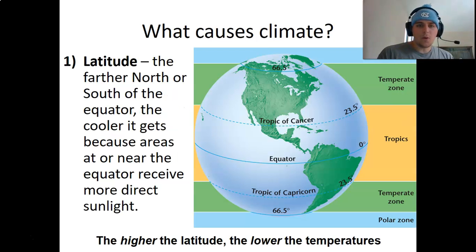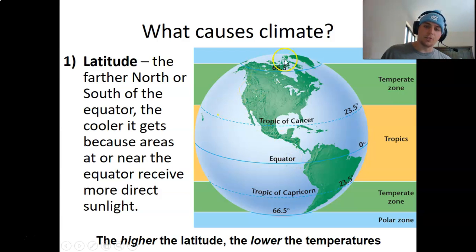Okay, so climate, what causes climate? Why do we see different climates in different places? First, one of the main things is latitude. The further north or south of the equator you get, the cooler it gets, because areas at or near the equator receive the most direct sunlight, right? We knew this, it's not super new information, but this area in the tropics and at the equator is getting the most sunlight year round. More sun you get, more energy you get, more temperature increase, okay? Because that energy gets transferred as heat.